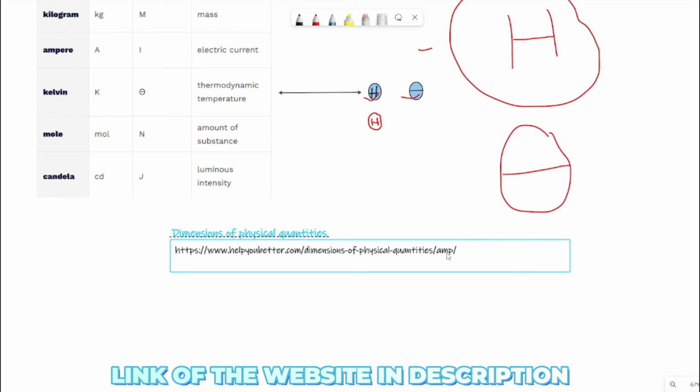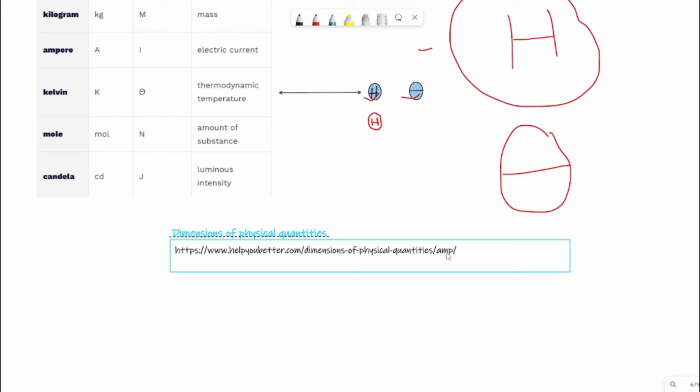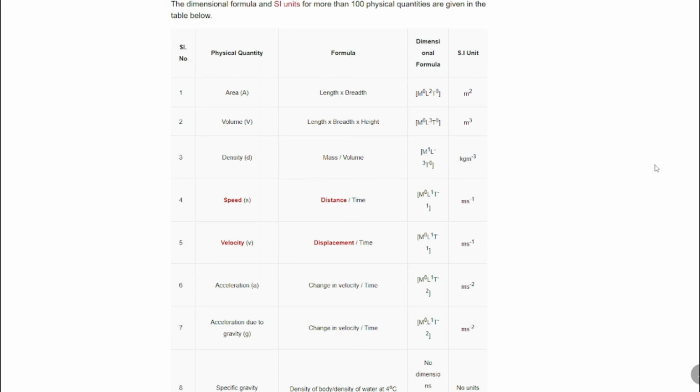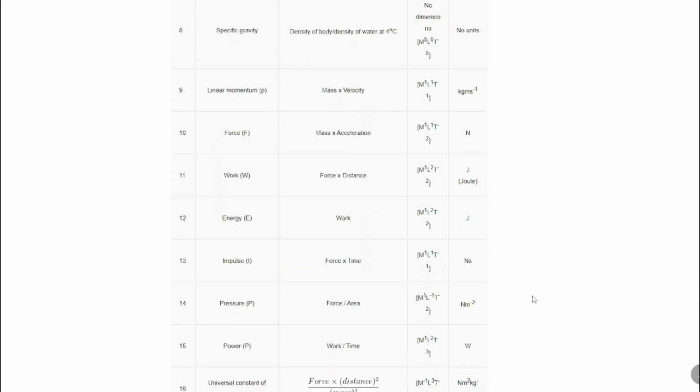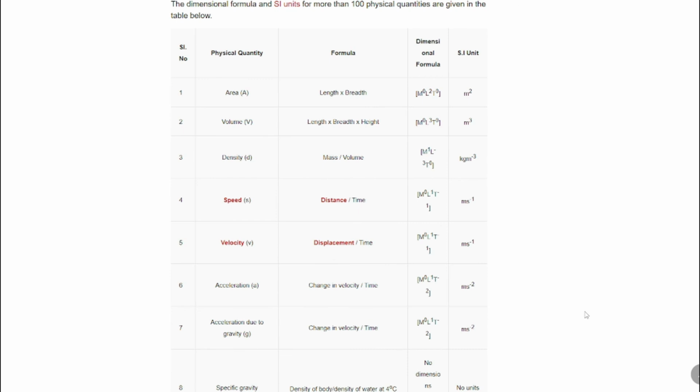If you want, you can open it and see all the physical quantities which you will need in class 11th and 12th. Here you can see all the dimensions and the dimensional formulas are written. These dimensional formulas are mainly based on the SI units. If you know the SI units, you can easily make the dimensions on your own. You need not memorize it, though it is good to memorize, but if you know the SI unit of all of these physical quantities, you can easily write the dimensions. Area, length into breadth.